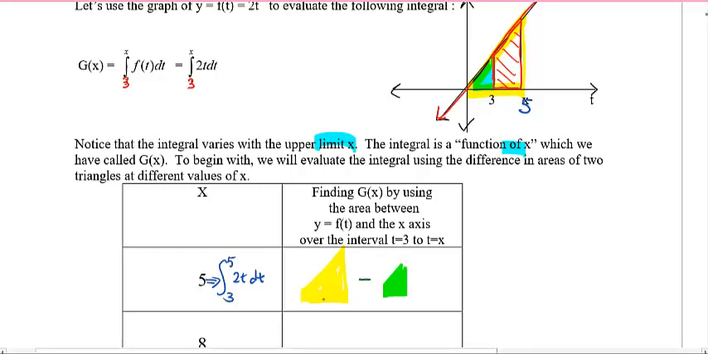The large triangle has a base of 5, right? If I'm going right to 0. And then the height, of course, is 10. So really that's 5 times 10 divided by 2. And then the smaller triangle here, the base is 3. I think the height is 6. So 3 times 6 divided by 2. 5 times 10 is 50. Divided by 2 is 25. So this is actually 25 minus 9, which I think is 16.